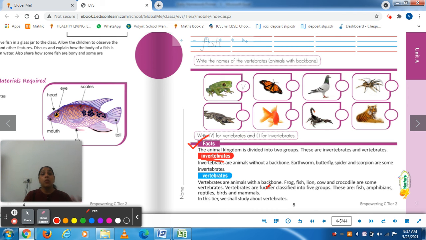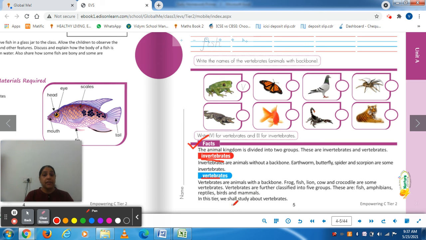Next comes, children, vertebrates. Vertebrates are animals with a backbone. They have a backbone, like frog, fish, lion, cow, and crocodile. Vertebrates are further classified into five groups. The first is fish. Then come amphibians, then reptiles, then birds and mammals. There are five types of vertebrate animals.